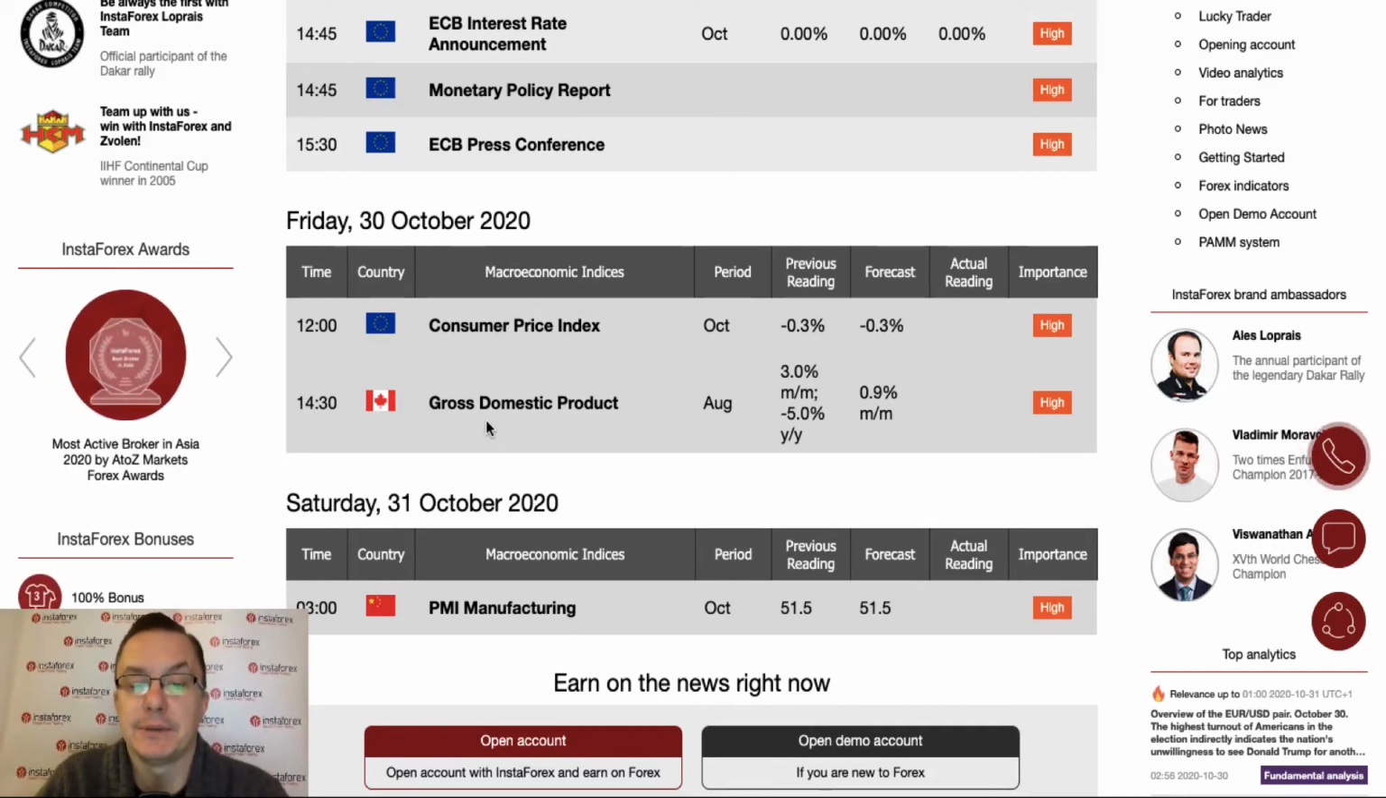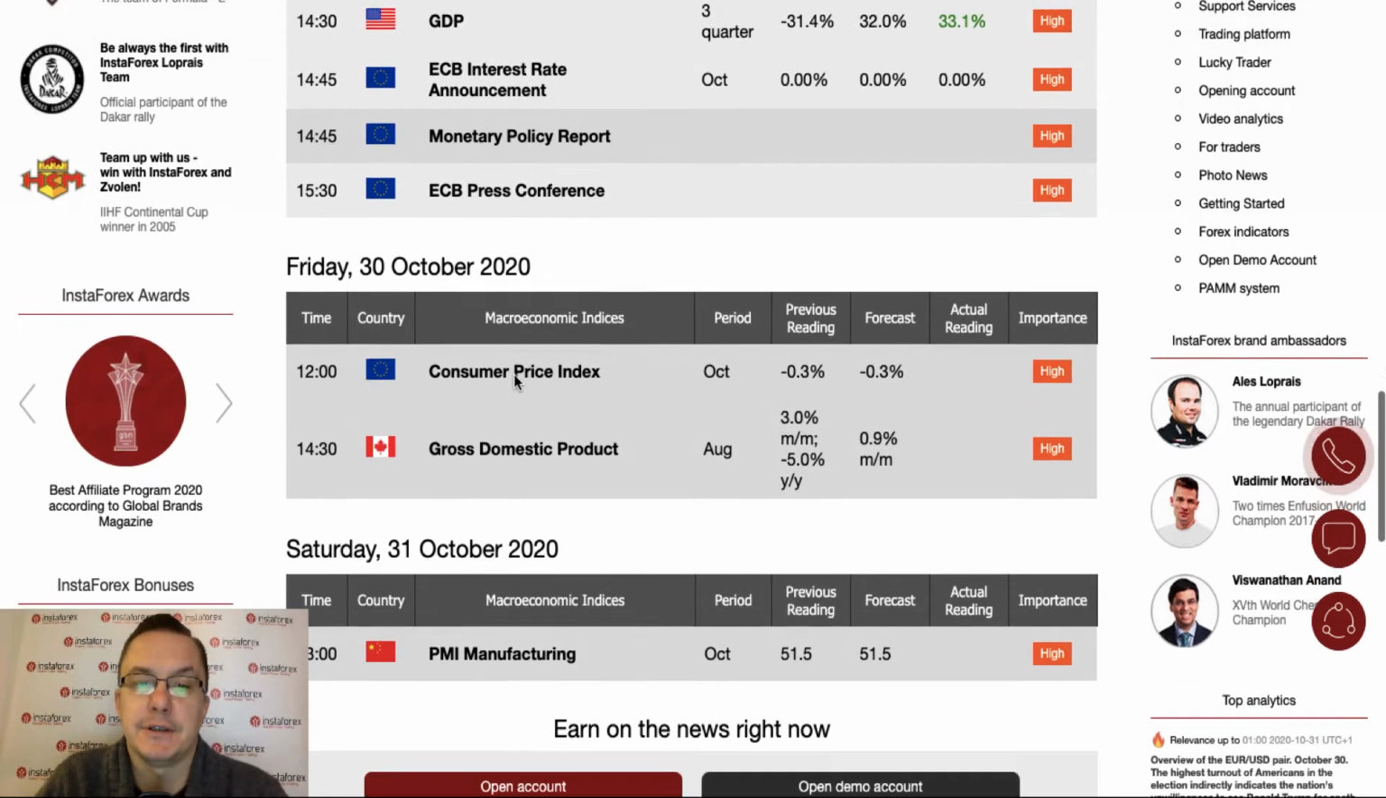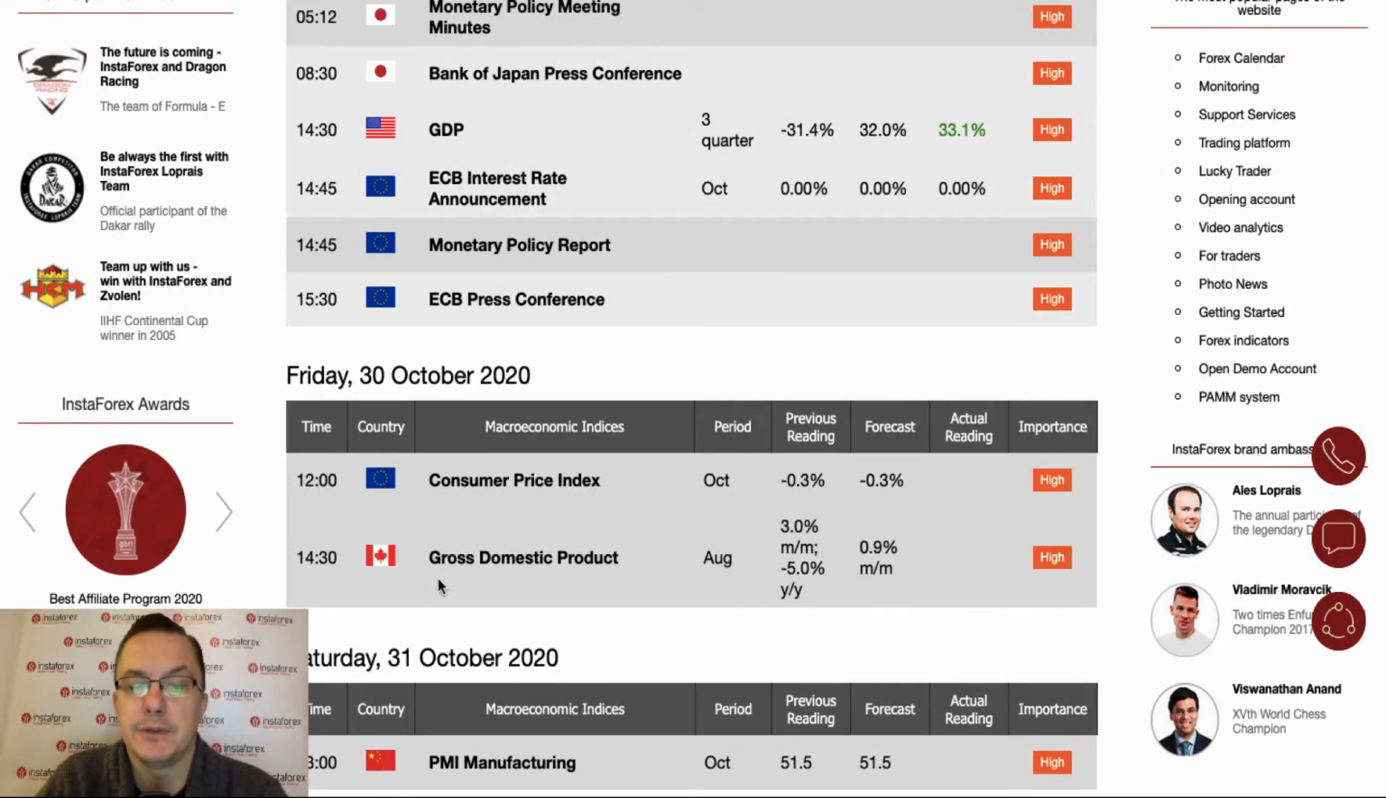And at 2:30 as well, there is gross domestic product from Canada. As you remember, yesterday we got the GDP from the US, today is from Canada. As you can see, the previous reading was 3% on the monthly basis. This time we expect 0.9%, so that's a significant decrease. If the data is better than expected, then of course there will be some kind of a move on the US dollar to the Canadian dollar.